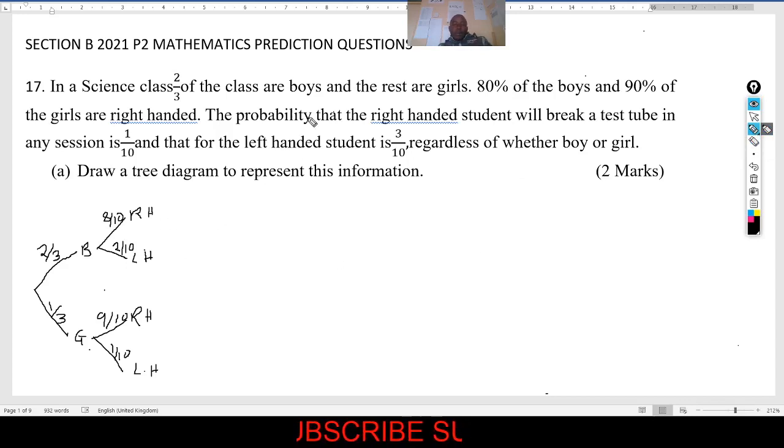You are told that the probability that a right-handed student will break a test tube in any session is 1/10. So there is breaking of the test tube and not breaking the test tube. I can use this to mean not breaking. We can say breaking, not breaking, and we can also have breaking and not breaking the test tube.